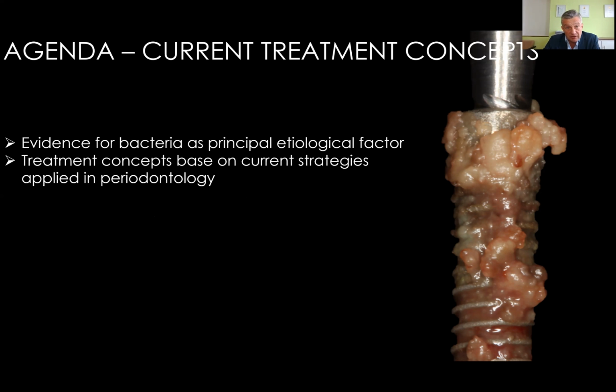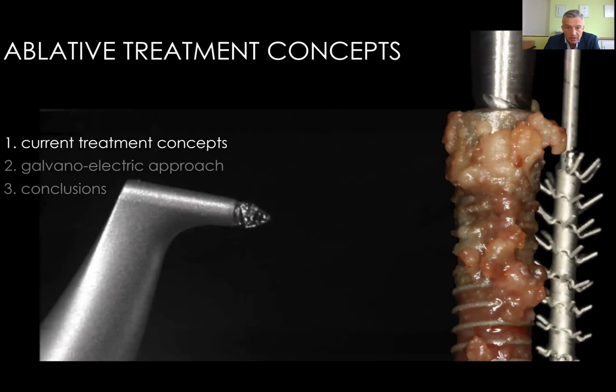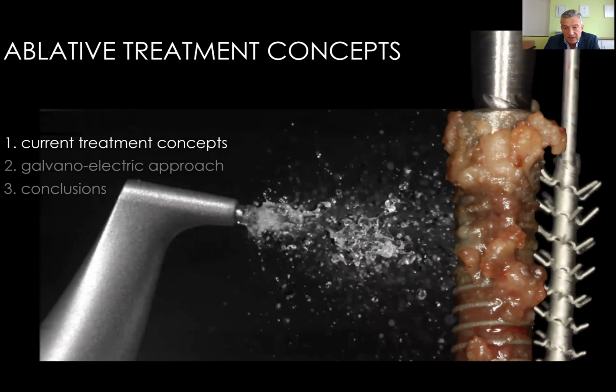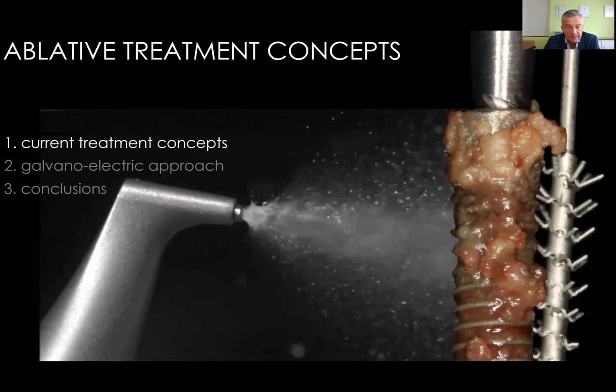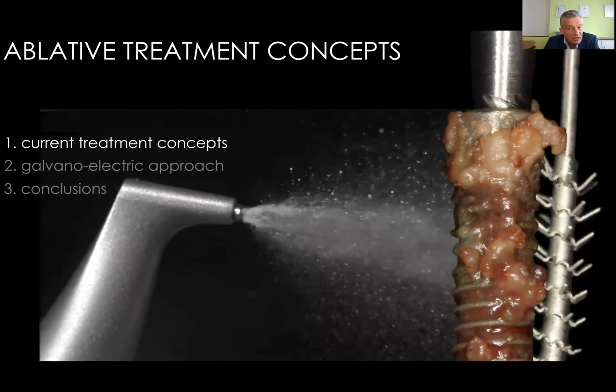What is the etiology of periimplantitis? We all know the evidence for bacteria as a principal etiological factor is overwhelming. We know that because if we remove bacteria, inflammation goes back. And all the treatment concepts which are currently used are based on the treatment strategies we are used to in periodontology. So we use devices which remove the biofilm in an ablative manner. We use air powder spray, we use polishing cups, we use curettes, we use titanium brushes.